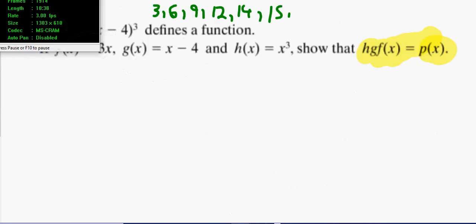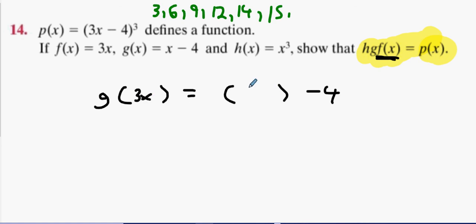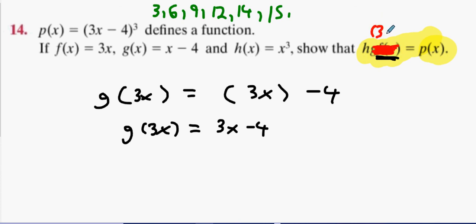I'm going to do this one now myself. Alright. So h g f means do the g function. The g function is whatever the input is, take away 4. The input is f of x, and f of x is 3x. So this means g of 3x equals 3x minus 4. Then you can get rid of the g f of x section, and you know that's 3x minus 4.